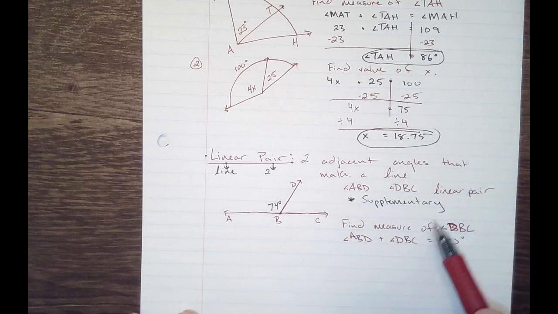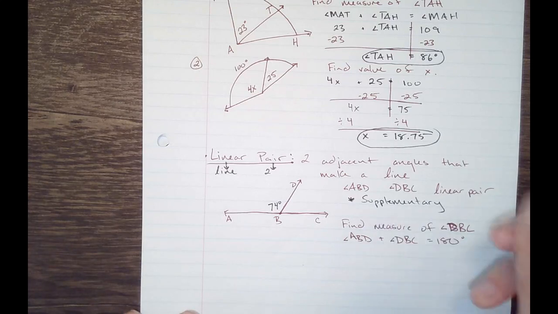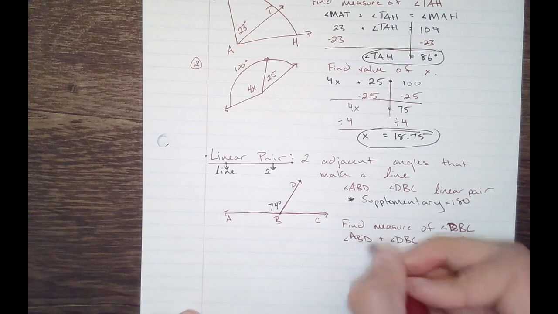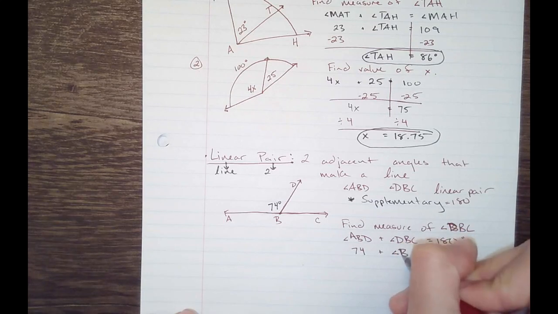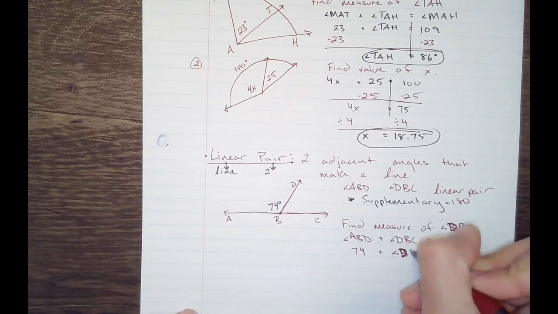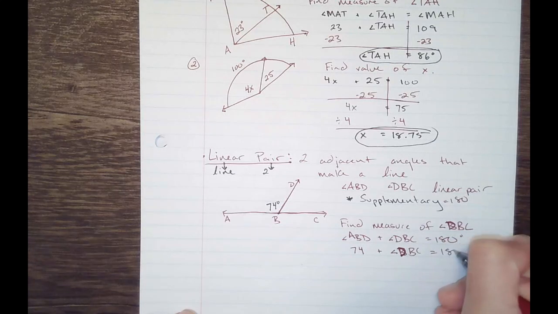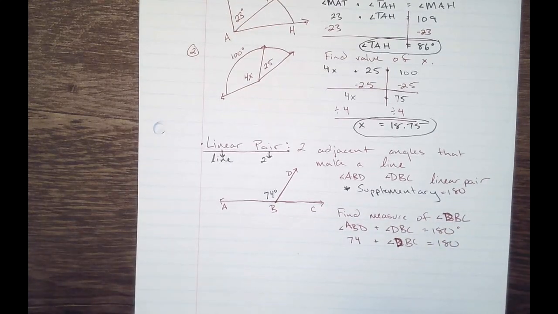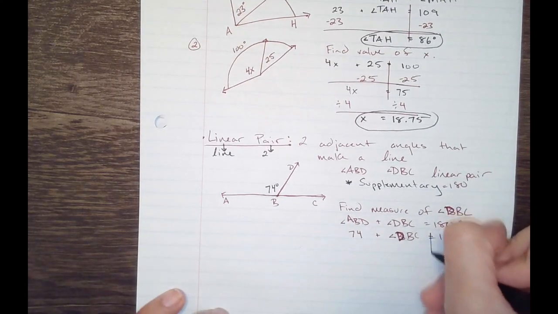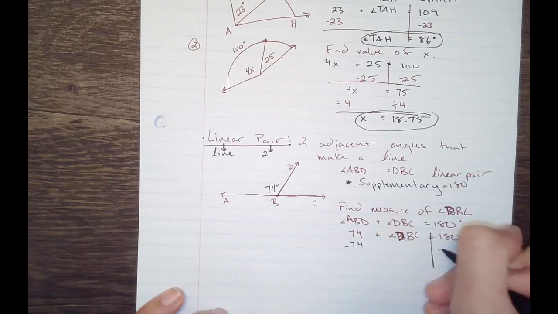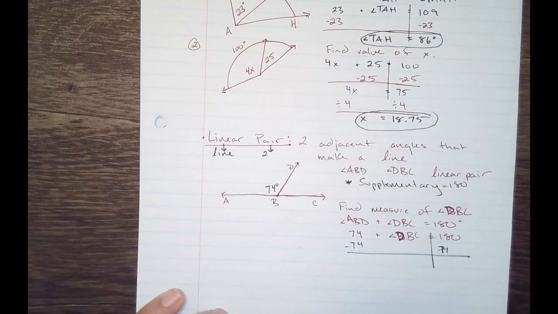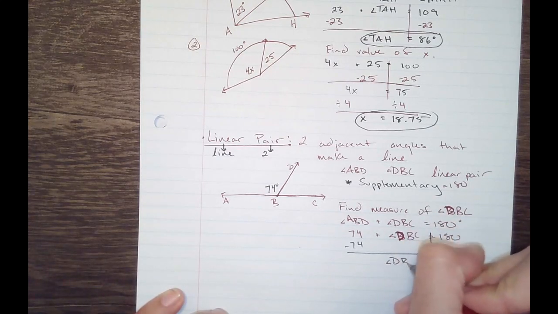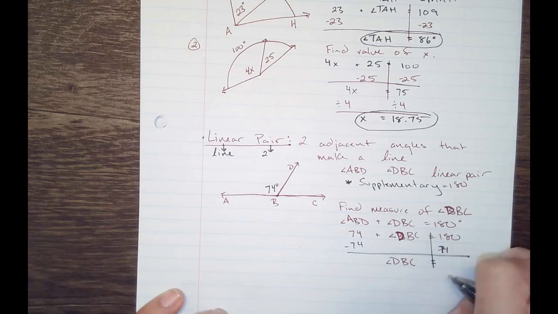I don't know why I can't write this angle correctly. DBC. So now we have an equation like we had earlier. So subtract 74 on each side. And we're going to get that DBC is 106 degrees. Alright, so a linear pair is two adjacent angles that make a line. Okay, so that means that they are going to be supplementary.